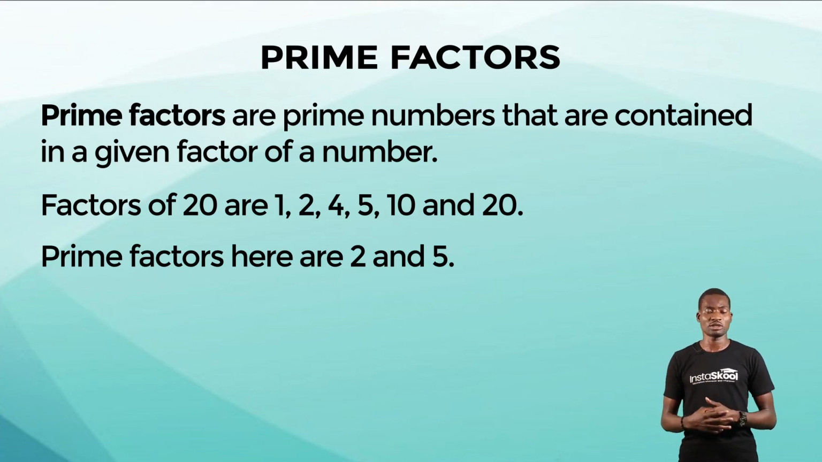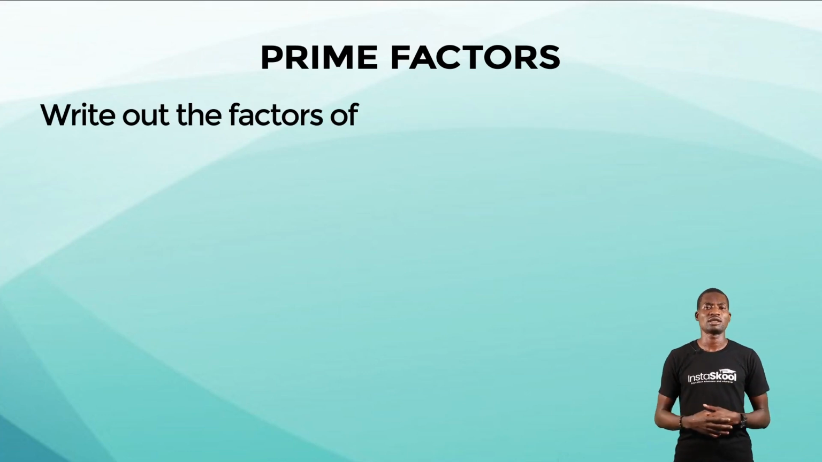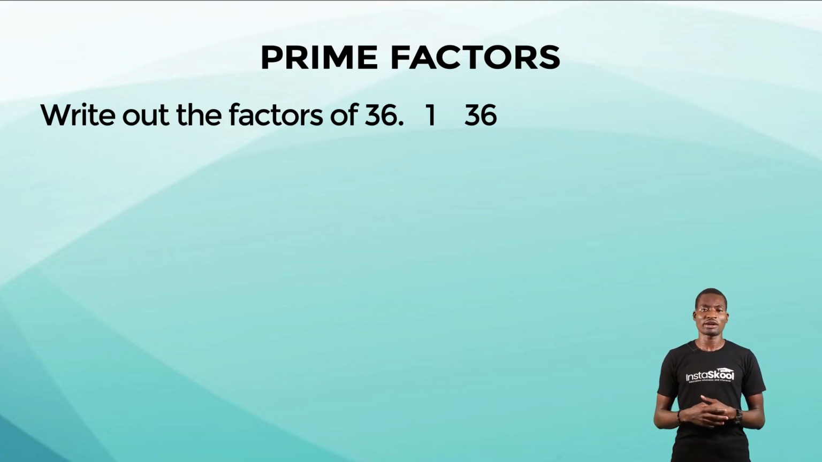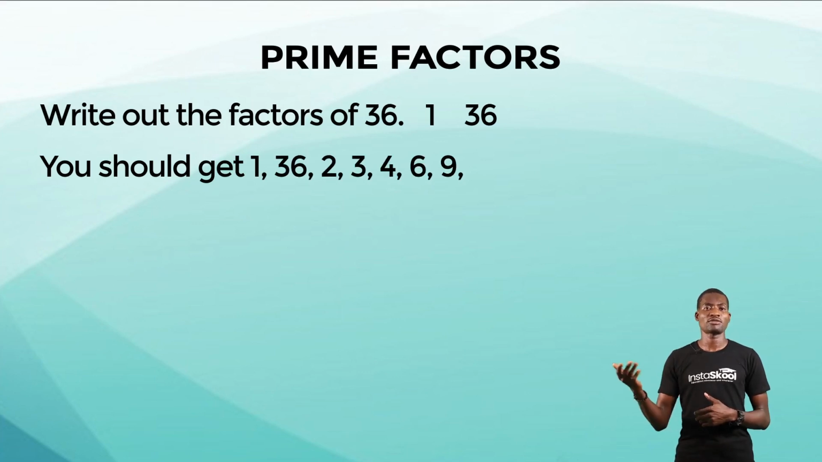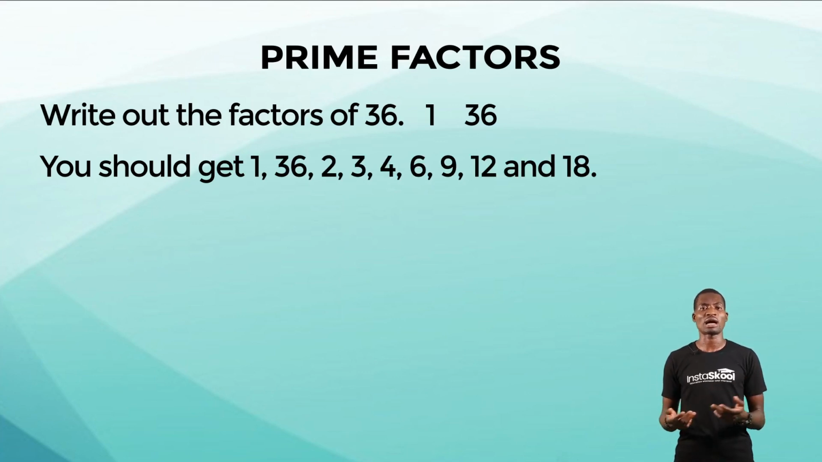Let us now consider some examples. We are expected to write the factors of 36. Now, to get the factors of 36, the first step you need to do is to write 1 and 36. The next is to find all possible factors of 36. How do you do that? You use the multiplication table to check all numbers that can go successfully into 36. After doing that, you should arrive at numbers 1, 36, 2, 3, 4, 6, 9, 12, and 18.